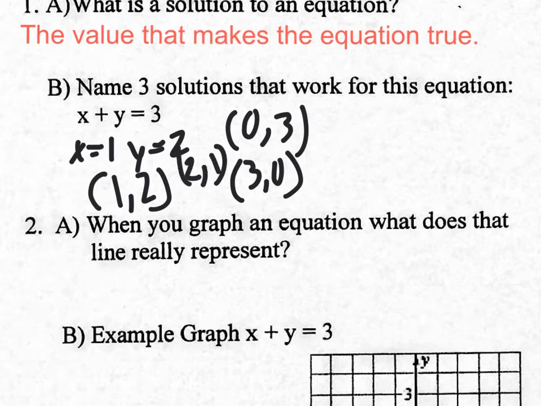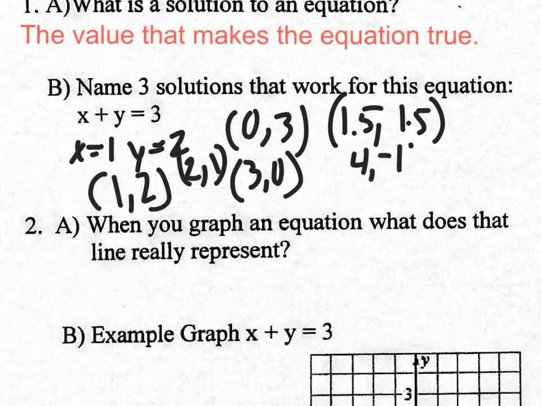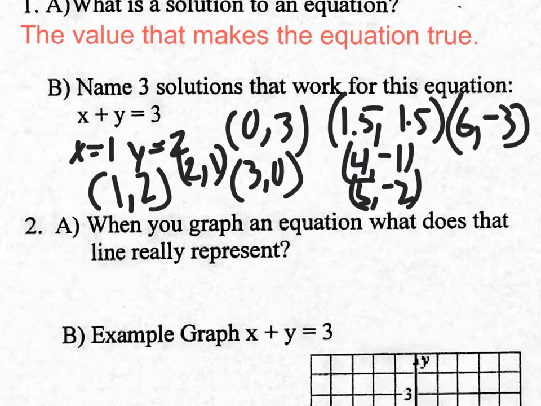What else? You could say 1.5 and 1.5. You could technically say 4 and negative 1, 5 and negative 2, 6 and negative 3. You guys get the idea? I could say 100 and negative 97, right? How many answers are there to this 2-variable equation? Infinite. It goes forever, right? Forever. There's an infinite amount of answers.